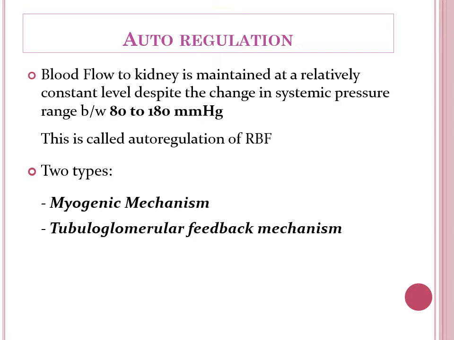But beyond this range, that means if the blood pressure is below 80 or beyond 180 millimeter mercury, then the kidney will not be able to maintain that blood flow on its own. Now again, there are two mechanisms by which the kidney can maintain its blood flow. One is the myogenic mechanism and the second is the tubuloglomerular feedback mechanism.